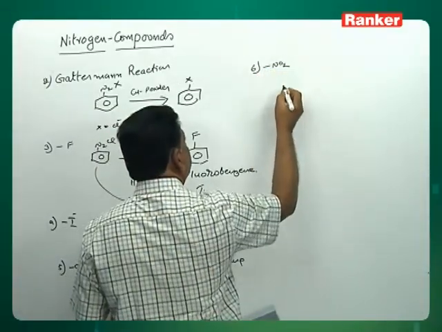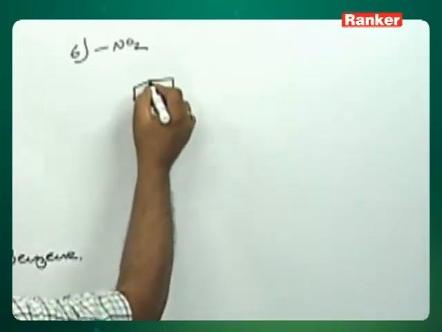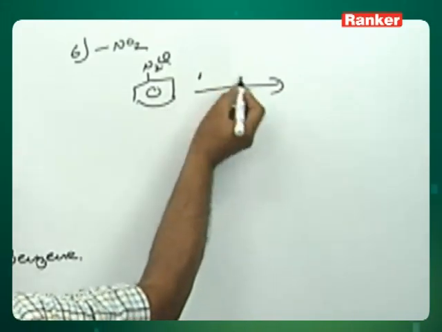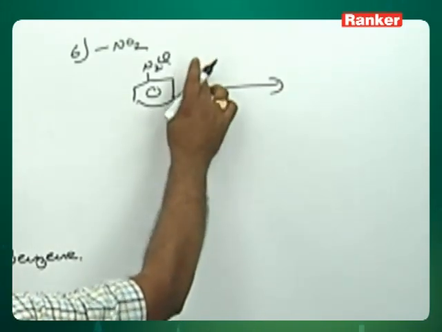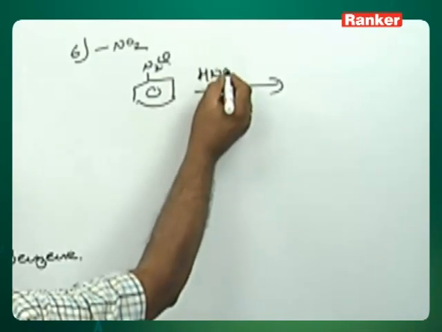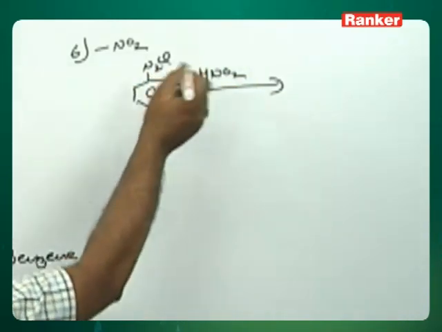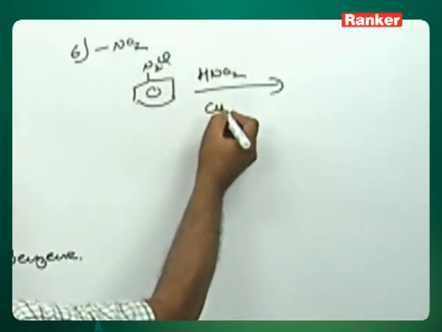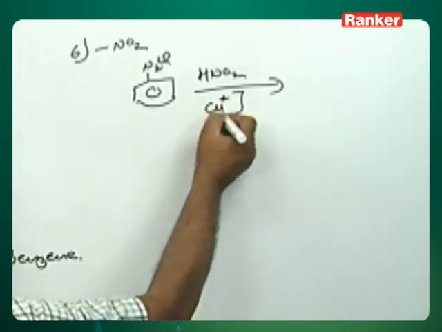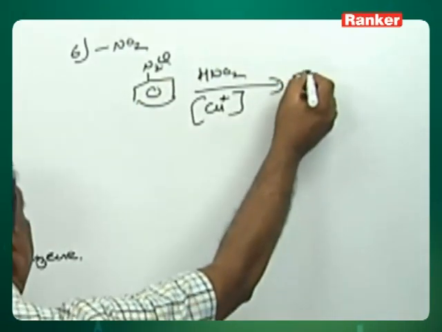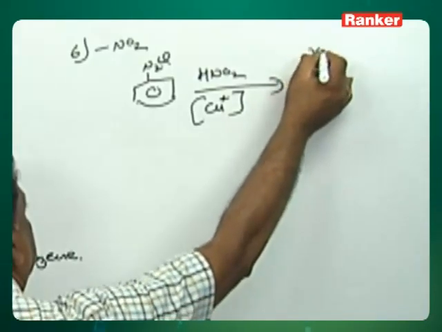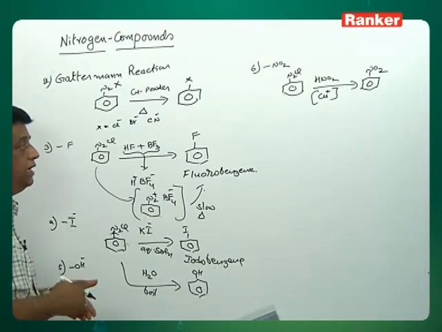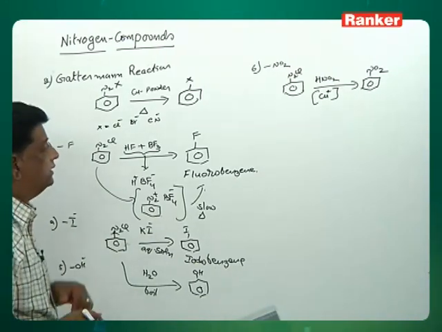NO2 group also can be introduced. Benzene diazonium chloride, with sodium nitrite, in presence of copper salts, HNO2. Nitrous acid, anyhow in the diazotization itself we used nitrous acid. That nitrous acid with the sodium salts in presence of the copper salts, copper plus 1 salts, will catalyze the reaction to get the nitrobenzene. In fact, everybody prepares nitrobenzene to aniline, but if somebody asks for aniline to nitrobenzene, you can oxidize. However, this is the best method.